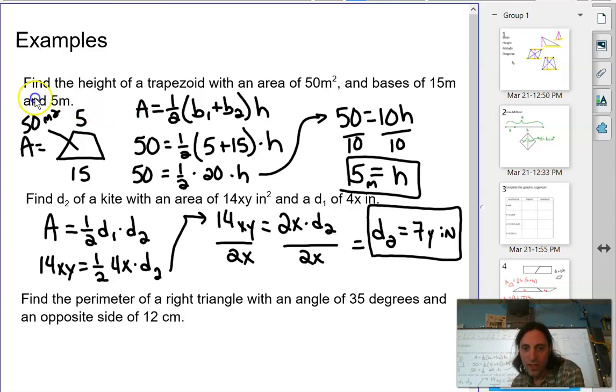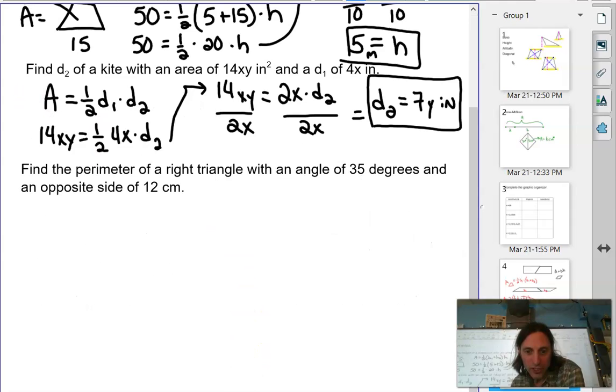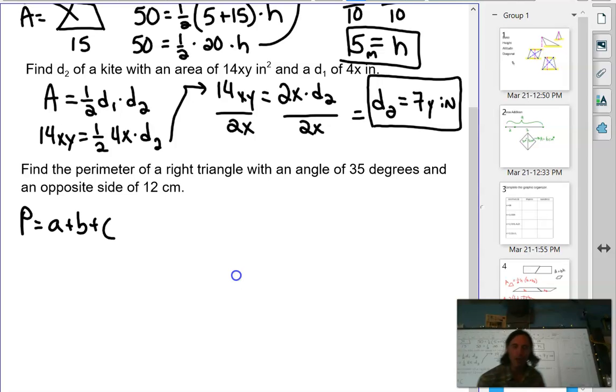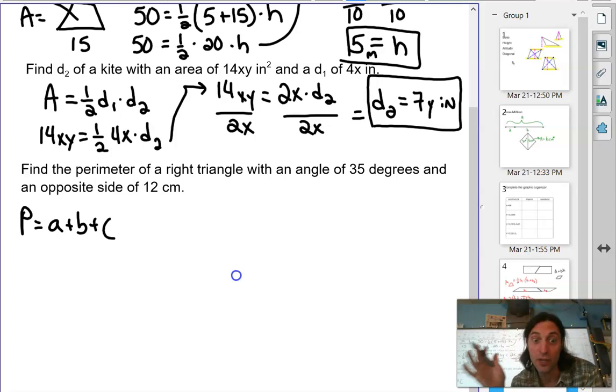Cool. The last example here, I'm going to extend my board just a little bit. There we go. It says find the perimeter of a right triangle with an angle of 35 degrees and an opposite side of 12. Okay, well, perimeter equals add the three sides together. Okay, I got my formula. I need to draw a picture on this one because I have to figure this out.